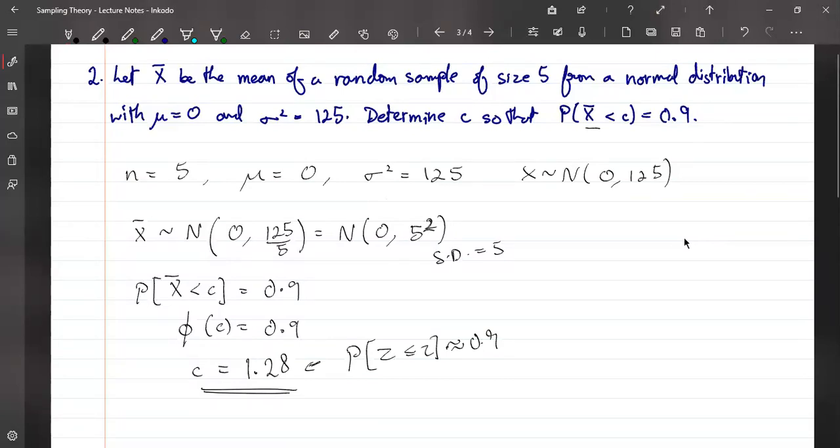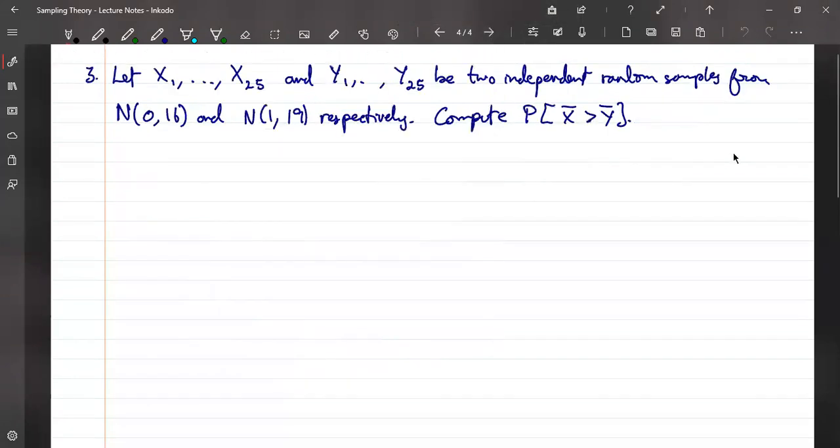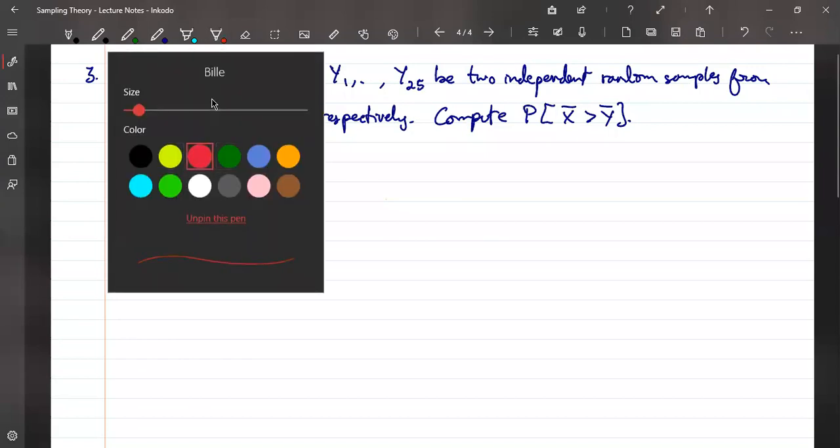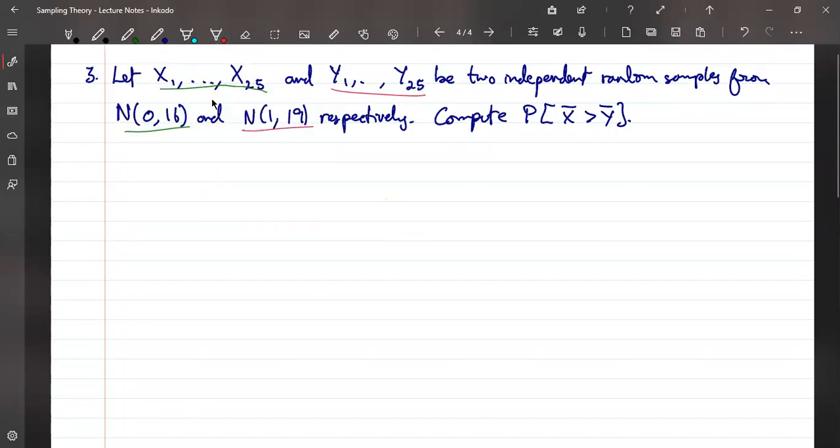So these two similar problems. Now here, two samples are given to us. First is x1 to x25, which is a sample of size 25, and another y1 to y25, which is also a sample of 25. Both are independent random samples, but the first one is from N(0, 16), and the other one is from N(1, 19).